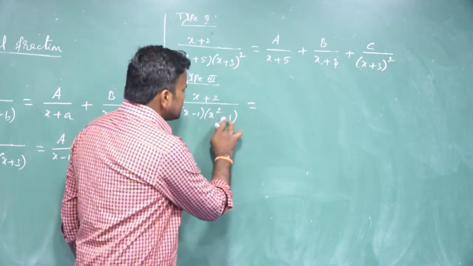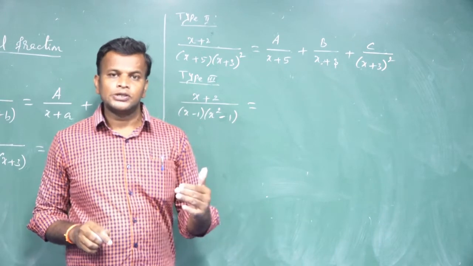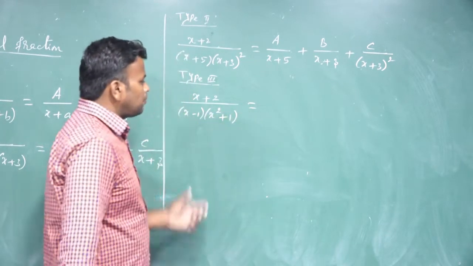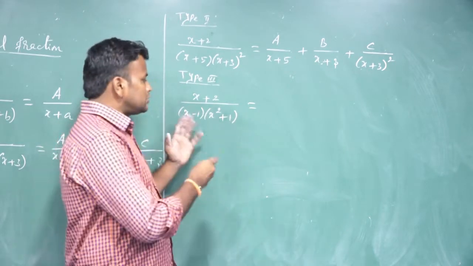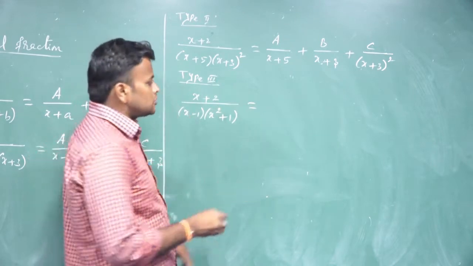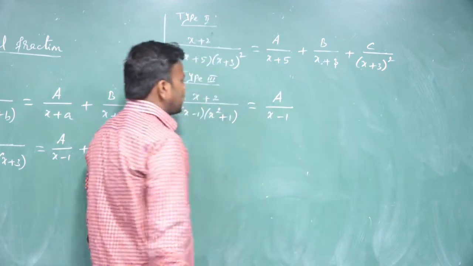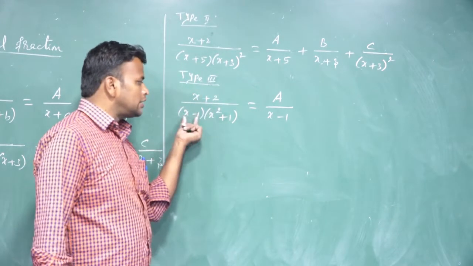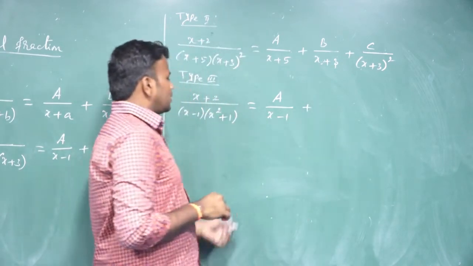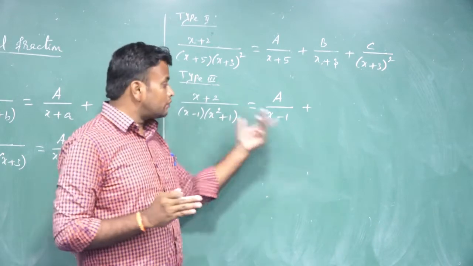Suppose it is x square minus 1, there is a chance. We write x square minus 1 as x plus 1 into x minus 1. But this is x square plus 1. So how to write in this model sum? Whatever the numerator may be, we always write first of all A divided by the first linear factor x minus 1, plus... x square plus 1 is not a linear factor. Okay, it's a quadratic factor.